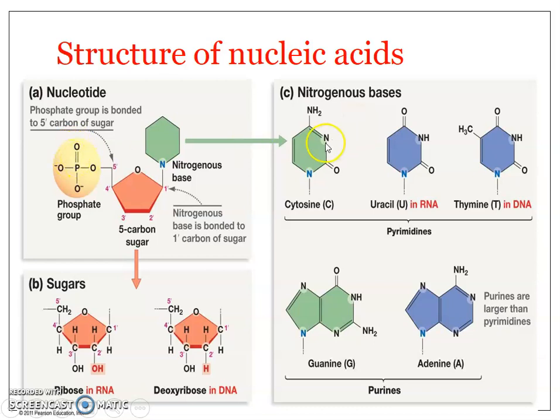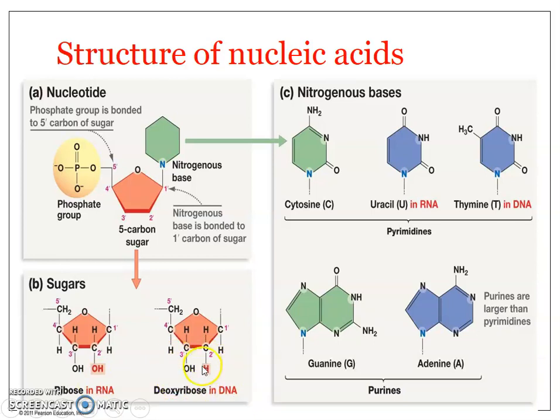Now, the nitrogenous base we'll look at in detail in the coming slide. There are two types based upon the chemical structure. We have the pyrimidines and we have the purines, right? As we can see, pyrimidines are composed of a single ring, while purines are formed of 2 rings bound together. Now, sugars are of 2 types: ribose and deoxyribose. Ribose in the case of RNA, and deoxyribose in the case of deoxyribonucleic acid.